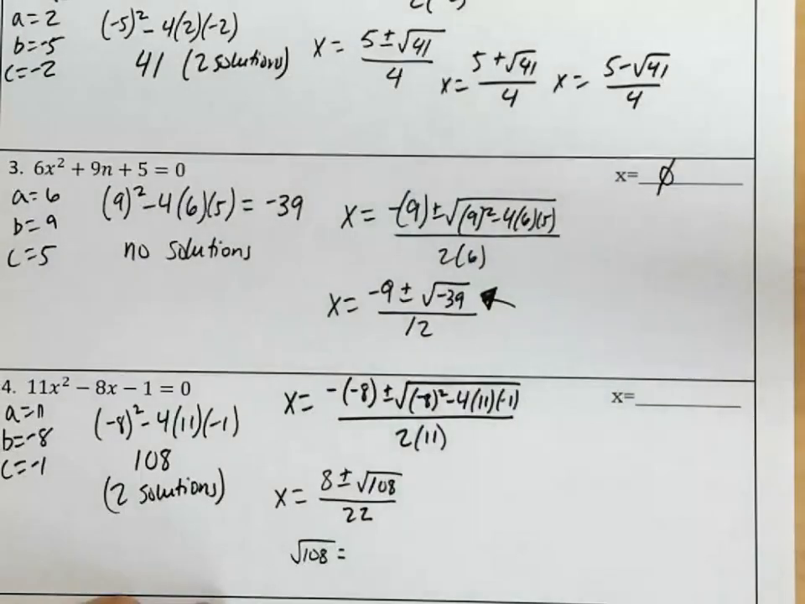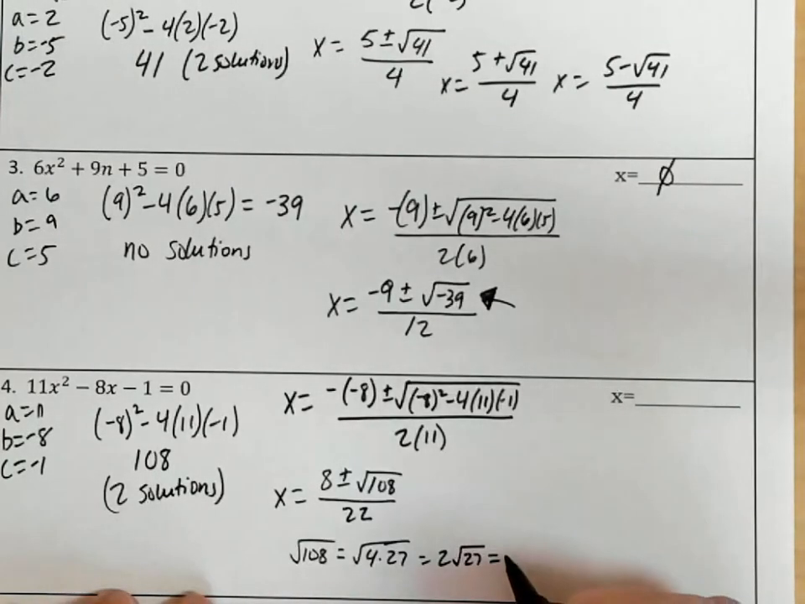So looking for some factors of 108, let's see what I can find. It looks like I have a factor, 4 is a factor, so 4 times 27. So I can take that 4 out. Square root of 4 is 2. I get 2 times the square root of 27. And then factors of 27 are 9 and 3. So I have 2 times the square root of 9 times 3 here.